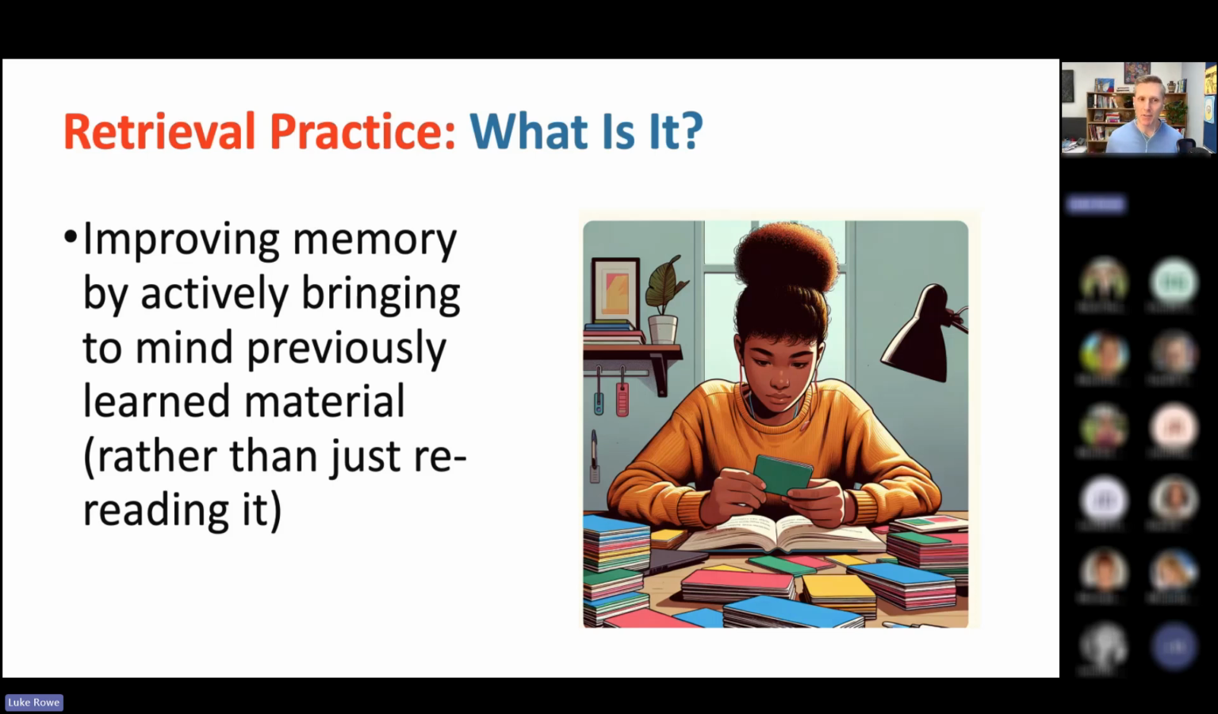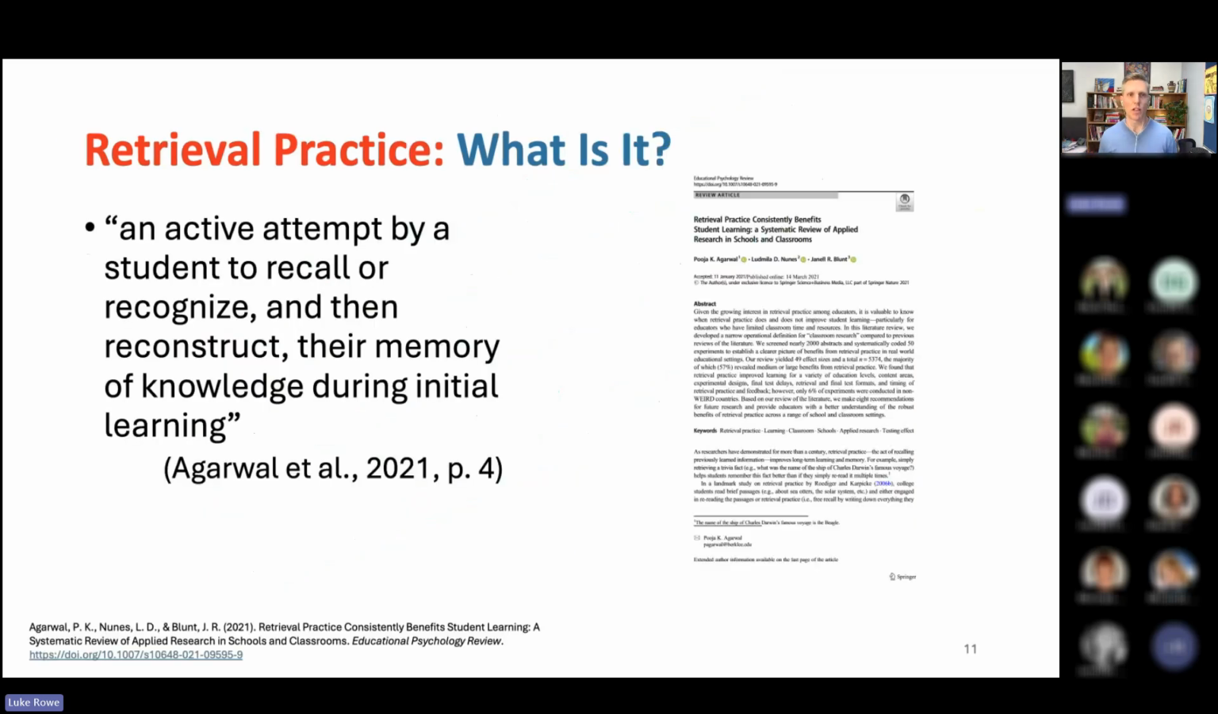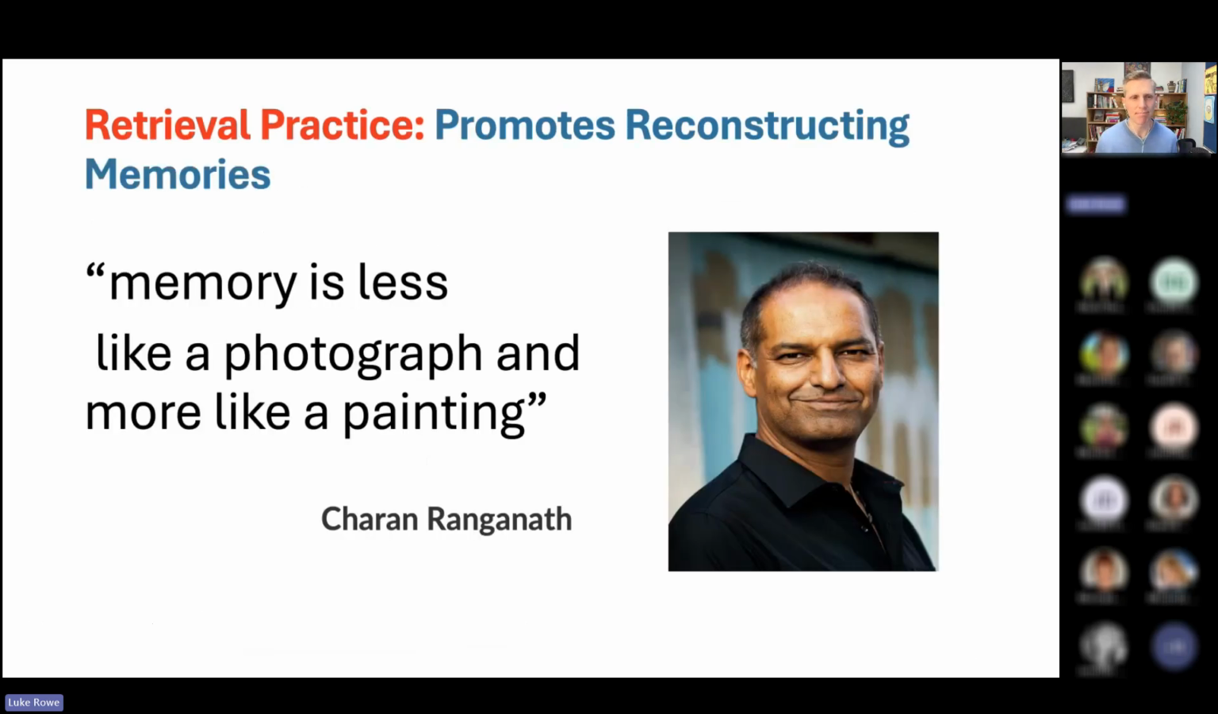Well, it's improving memory by actively bringing to mind previously learned material rather than just rereading, and that's often the control condition in a lot of the studies. So bring your memory from the back of your mind to the front of your mind in your working memory, with long-term memory being fed into working memory. Pooja Agarwal, who I highly recommend if you want to go down this rabbit hole and check out some of the academic literature on this, her work is second to none, and she does this a lot in classroom research. Real-world settings are her specialty, and she talks about this as an active attempt by a student to recall or recognize and then reconstruct their memory of knowledge during initial learning.